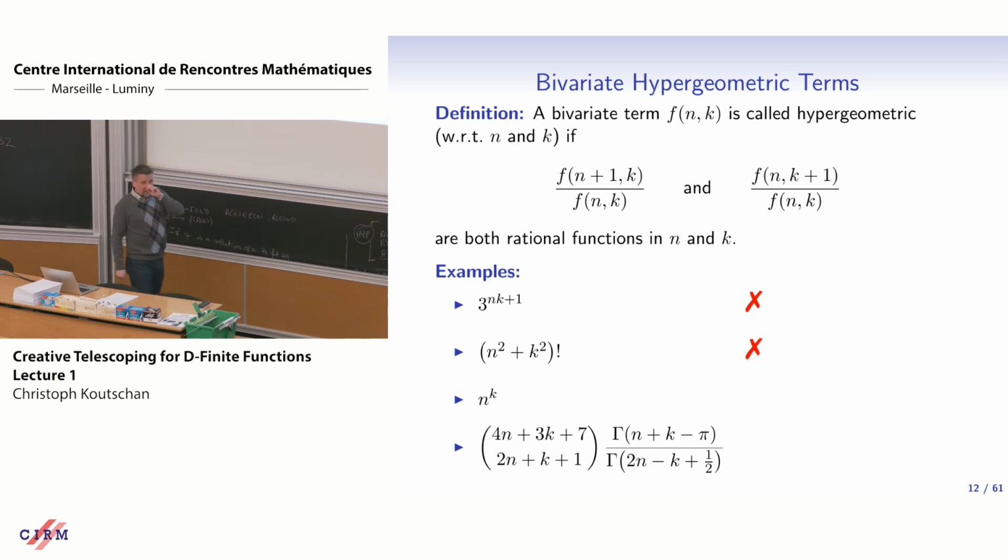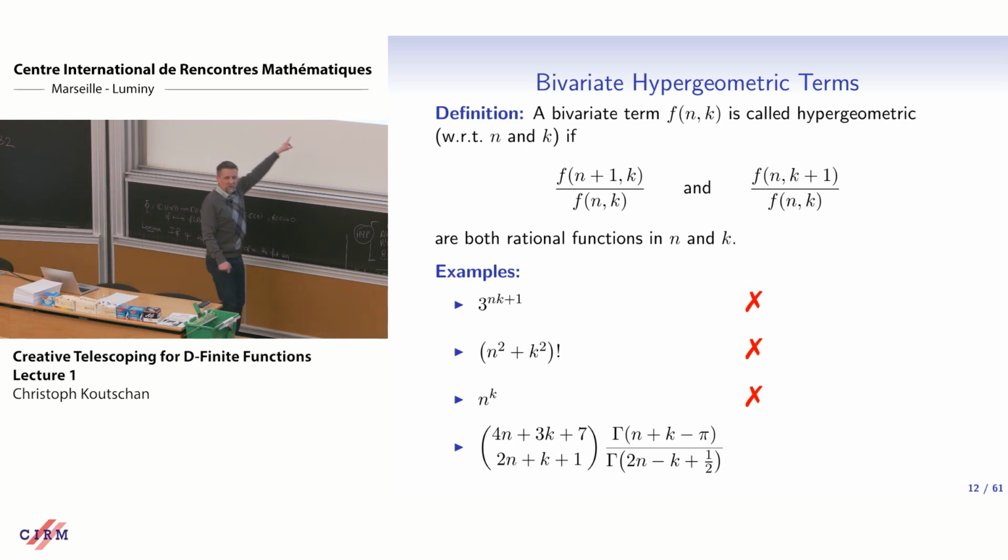N to the power k. Well, if we shift k, we get n to the k plus 1 divided by n to the k. We get n, this is fine. But if we shift n, we get n plus 1 to the power k divided by n to the k, and this is not. And the last thing, of course, you see how mean I am.